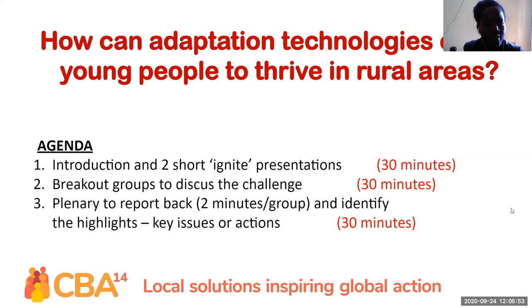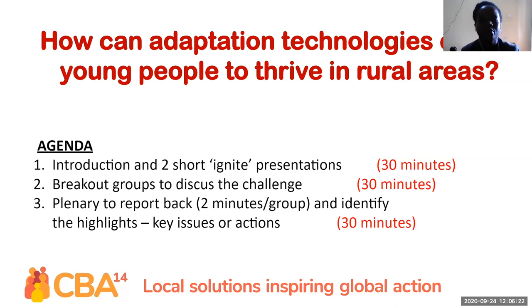Now, basically this whole session is under the adaptation technology theme that focuses on how technology can be used to bring about adaptation at scale, across sectors and at the regional level. The main question is, how can adaptation technology help rebuild sustainable systems in a post-COVID-19 world?